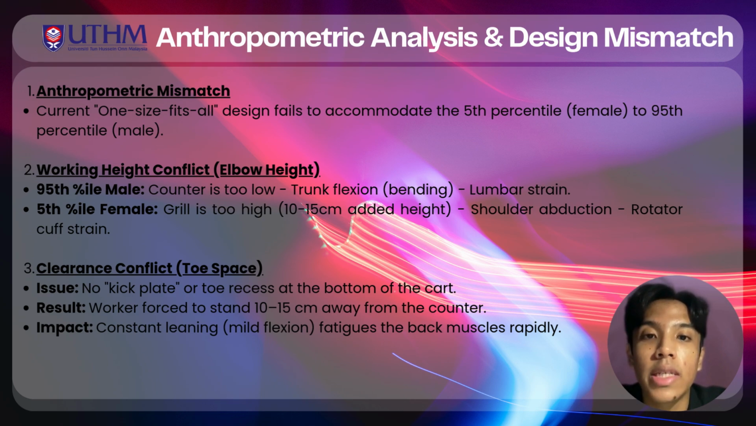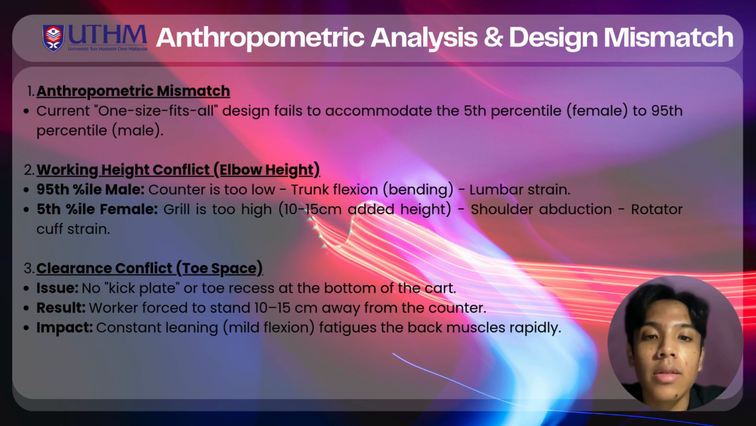Next, moving on to our anthropometric analysis, we evaluated the degree of mismatch between the cart's rigid dimensions and the diverse body size of the workers. We found that the current one-size-fits-all design fails to accommodate the range between the 5th percentile female and the 90th percentile male. Two specific conflicts highlight this failure. First is the working height. For a tall male, the counter is too low, forcing him to bend his back constantly. Conversely, for a short female, the stack grid is too high, forcing her to lift her elbows just to cook, which strains the shoulder.